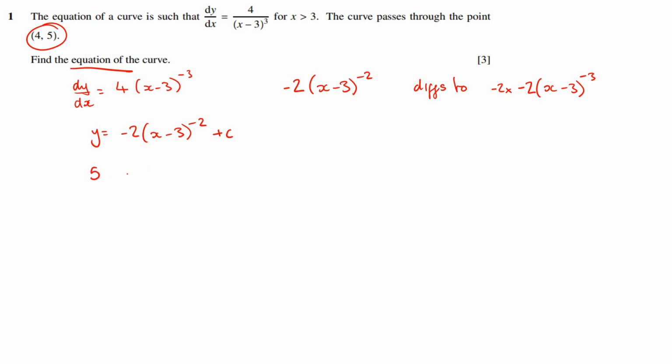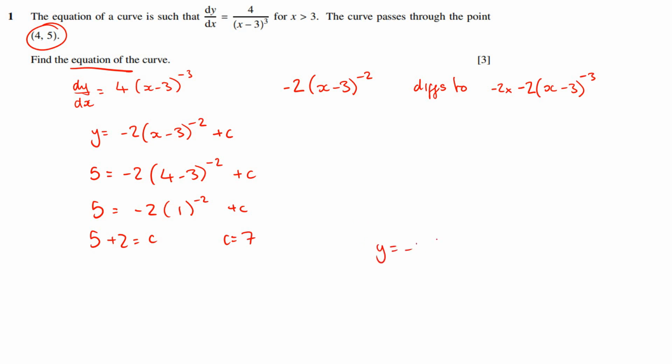So we get 5 equals negative 2 lots of (4 - 3) all raised to the negative 2, plus c. That will be 5 equals negative 2 lots of 1 to the negative 2, plus c. So 5 plus 2 equals c, c equals 7. And so the equation of the curve will be y equals negative 2 lots of (x - 3) raised to negative 2, plus 7. A nice easy-ish start to the exam. You wouldn't necessarily expect it to be extremely difficult at that point.